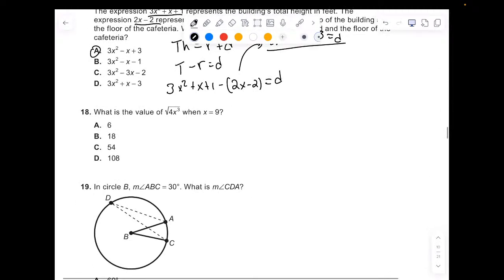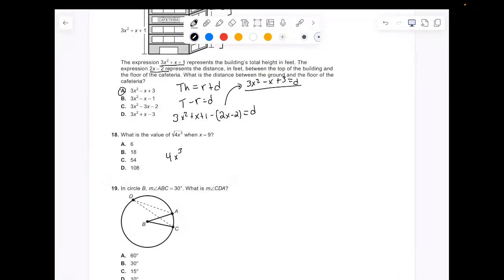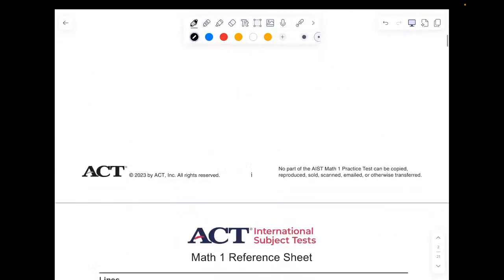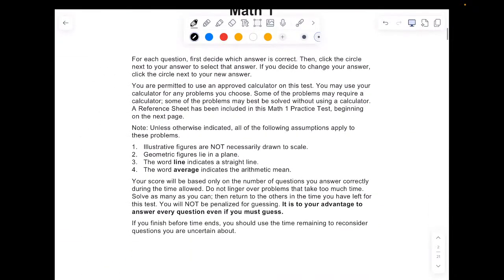What is the value of 4x cubed when x equals 9? Am I allowed to use a calculator, actually? I used it on that one problem, but probably would help if I read the instructions.